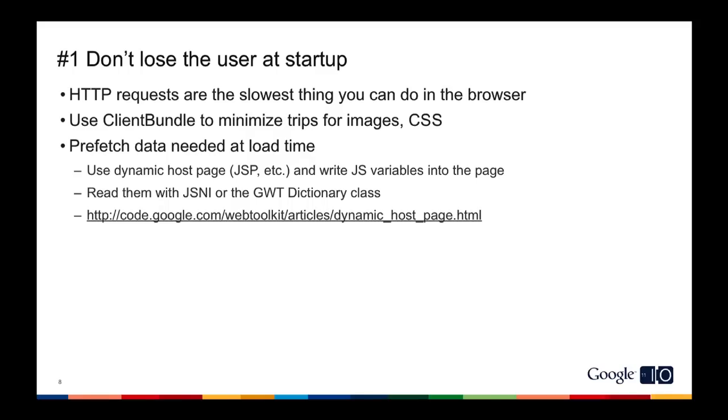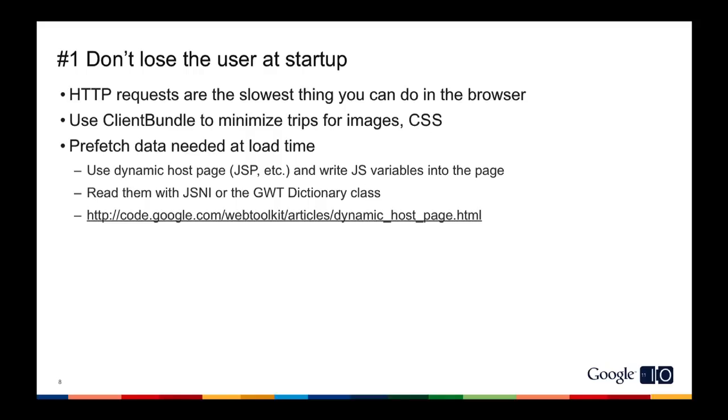Chris Ramsdale showed that technique in more detail in his talk this morning on mobile. But basically, it's a simple interface where you can combine all of your images and resources together, and then GWT will make only one trip to the server and split them all out on the client instead of making individual requests for each image and CSS.